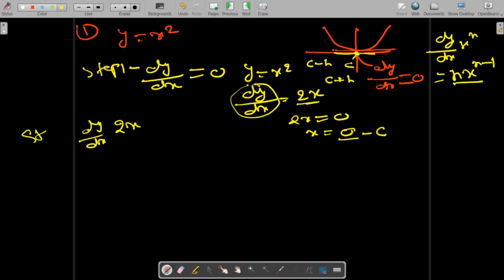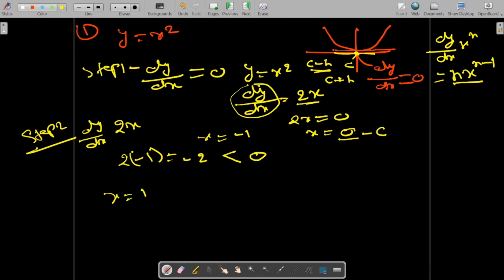So in step 2, put x equal to minus 1, which is nothing but c minus h, the point just before that. So 2 times minus 1 is nothing but minus 2, which is less than 0. And then you put c plus h, which is x equal to 1, then 2 times 1 is nothing but 2, and it is greater than 0.